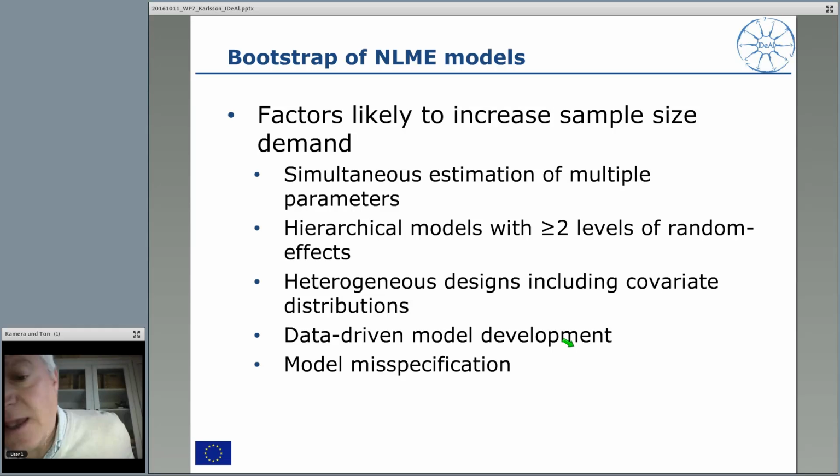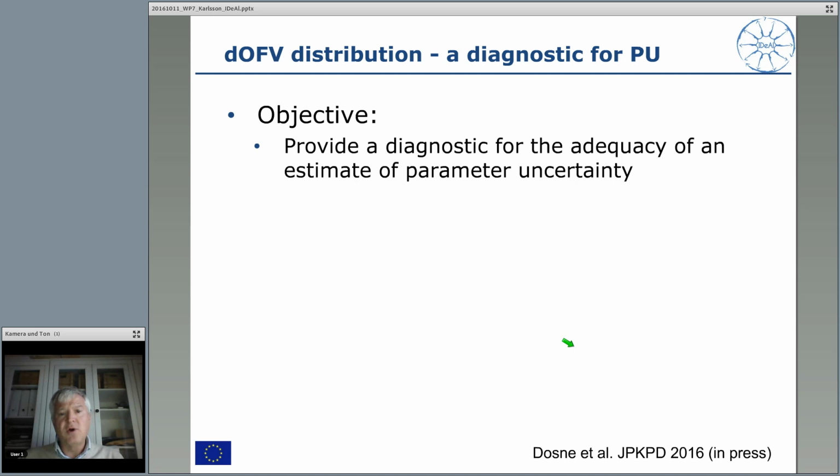So we have a relatively large model for at least some aspects of the data. And we have model misspecification. So some of these factors might play a role. So what we wanted to achieve here was to both generate a diagnostic for parameter uncertainty, as well as investigate the size relationship for a bootstrap. And this is a paper that has just been published.